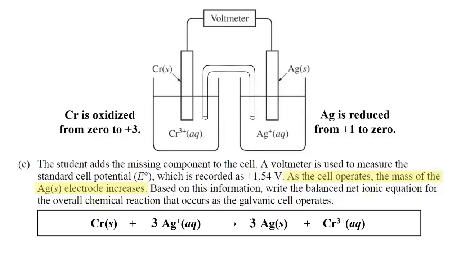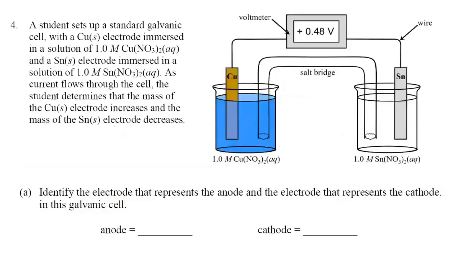All right, now let's take a look at question 4 in the packet. It says, a student sets up a standard galvanic cell with a solid copper electrode immersed in a solution of 1 molar aqueous copper nitrate and a solid tin electrode immersed in a solution of 1 molar aqueous tin nitrate.